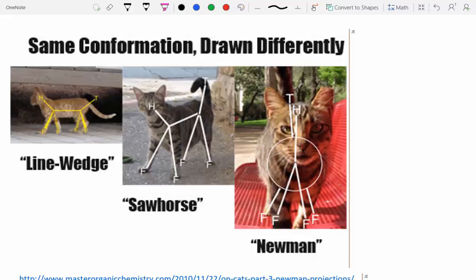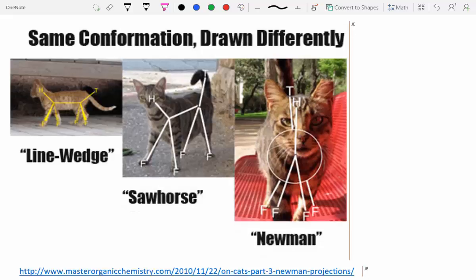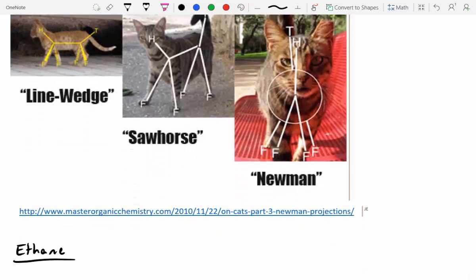You can also draw this using a sawhorse representation, which you guys might have seen in some of your textbooks. That's just kind of a side-on diagonal look at a molecule. And then we've got our Newman projection. So with the kitty cat there, we've got the head and tail sticking up in line. If you guys want to check out his website, it's a riot. It makes studying organic chemistry a little bit more fun.